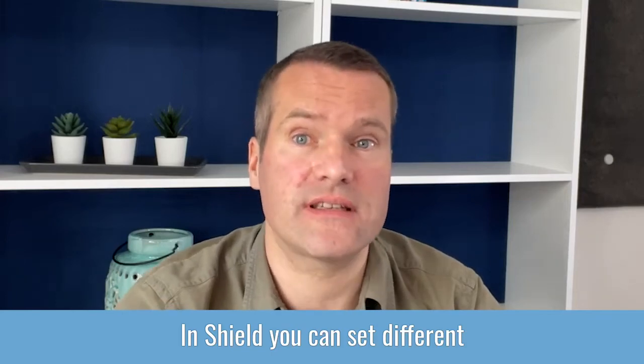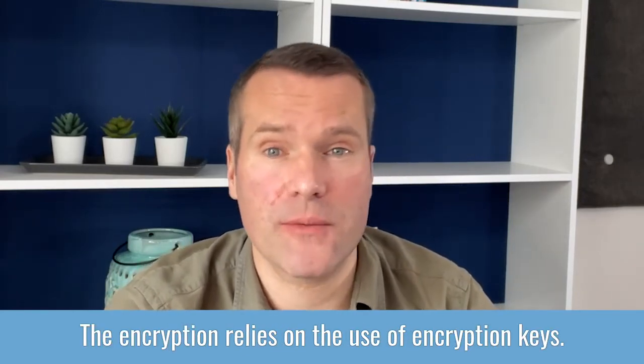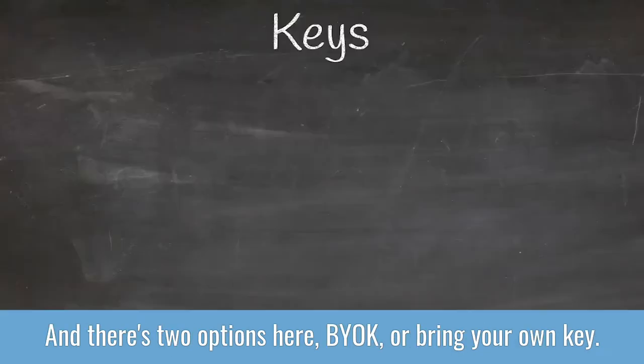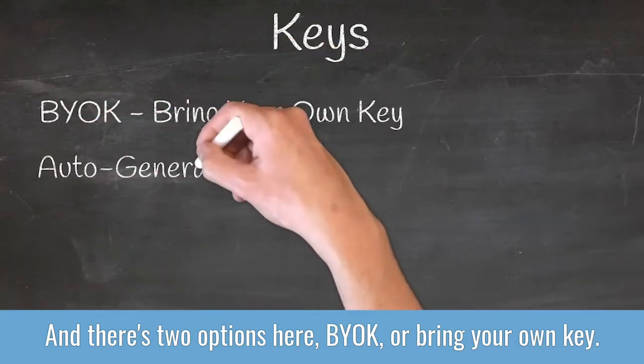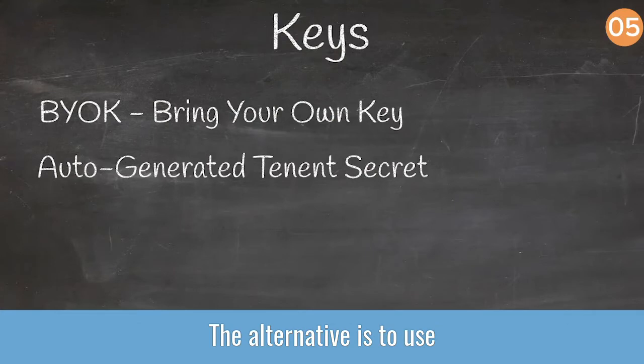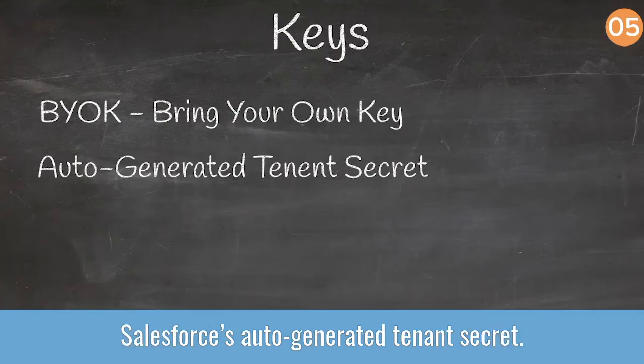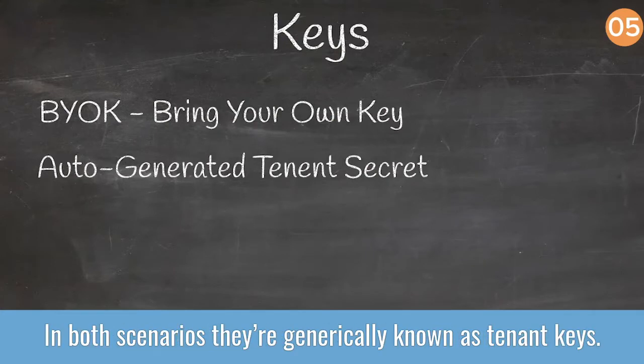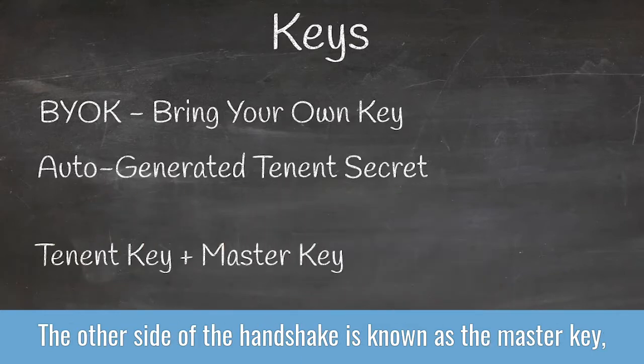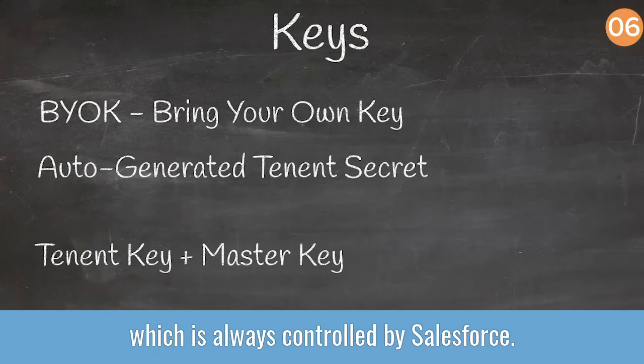In Shield, you can set different encrypted data permissions. The encryption relies on the use of encryption keys, and there's two options here: BYOK, or bring your own key. The alternative is to use Salesforce's auto-generated tenant secret. In both scenarios, they're generically known as tenant keys. The other side of the handshake is known as the master key, which is always controlled by Salesforce.